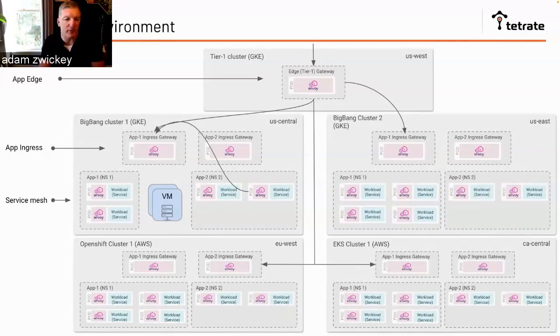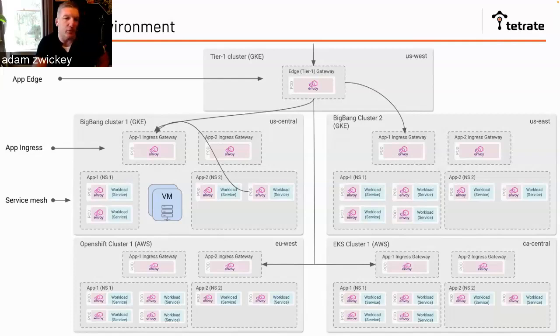And we have a couple sample applications that we'll be demoing, showing how we can control ingress to these applications, how we can control east-west traffic, bouncing across clusters, failing over. As you see in one of our Big Bang clusters, we have a few services that are running on a VM that we're going to onboard.